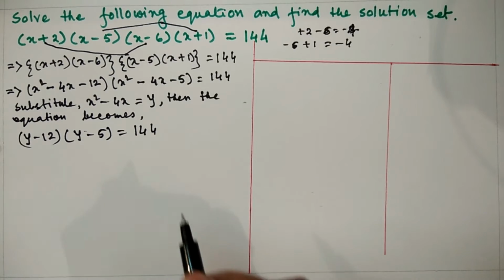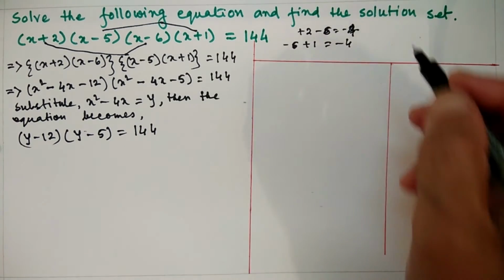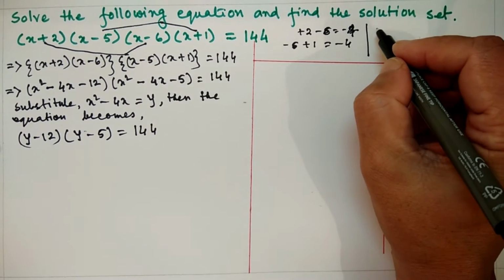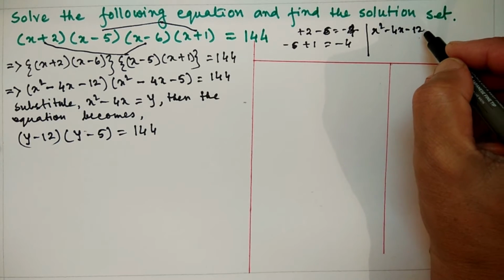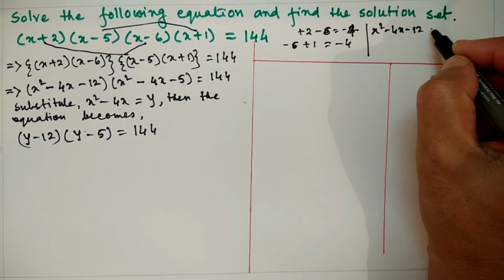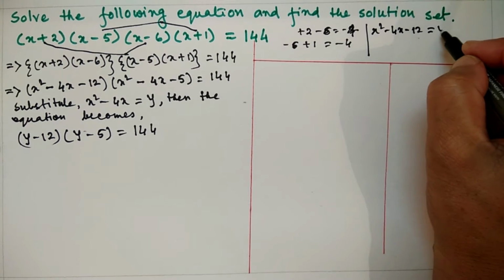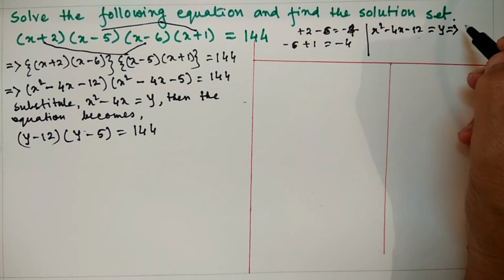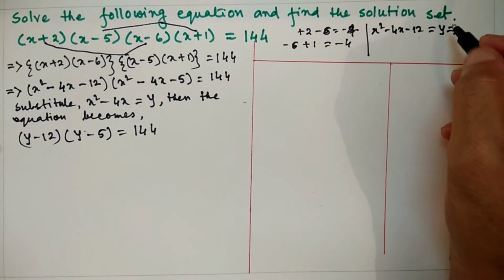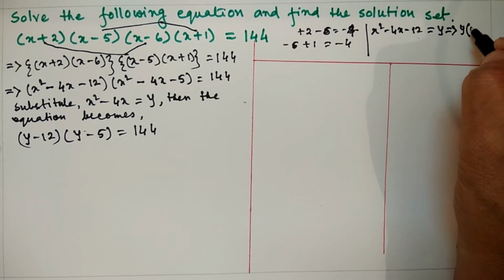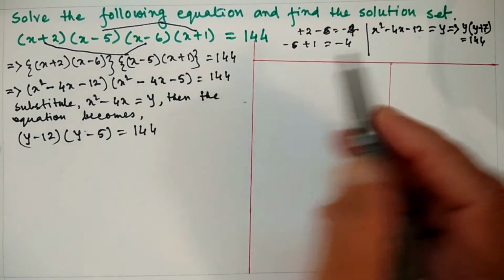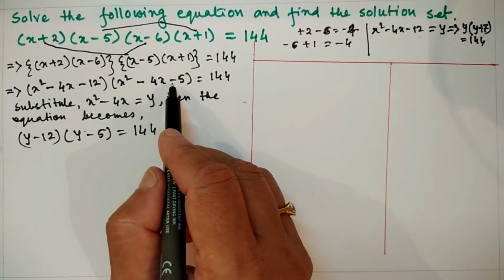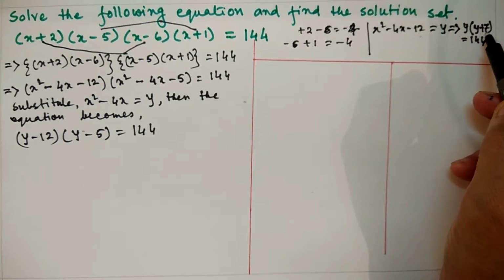Now friends, there is no hard and fast rule. If anyone thinks that he will take x square minus 4x minus 12 is equal to y, then the equation becomes y into y plus 7 is equal to 144, isn't it? This is y, then you have to adjust minus 5, so it will be y plus 7.